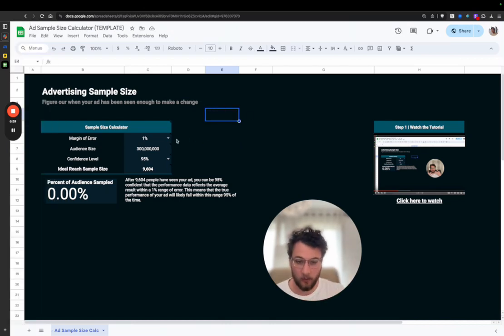So with that side note, go ahead and try this advertising sample size calculator out for yourself, so you can now know with a little bit higher level of confidence, at a minimum, how many people you need to see your ads, all right?